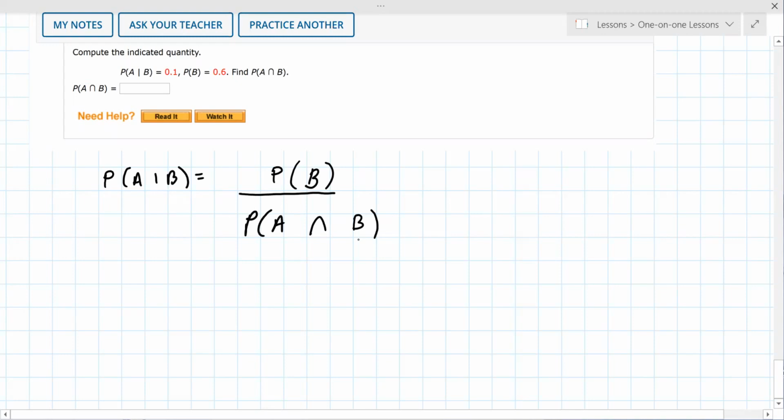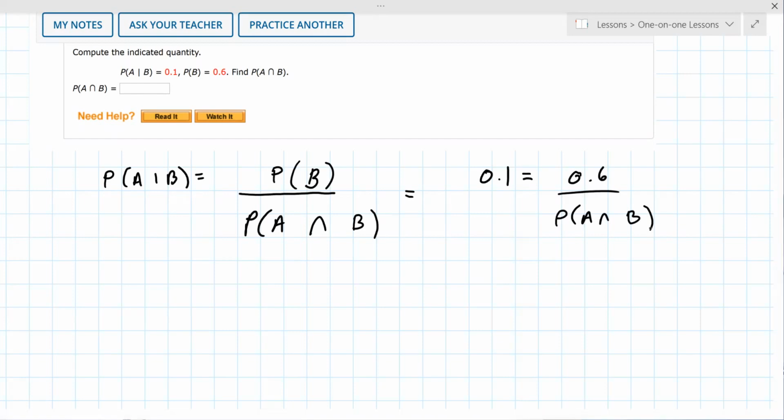So they want this bottom number, and they're giving you the one on the left and this one in the numerator here. So the probability of A given B is 0.1 equals 0.6 divided by the thing that you're trying to find. This is not right. This is not going to give us a number that's right. Sorry, I'm giving you a wrong formula here.